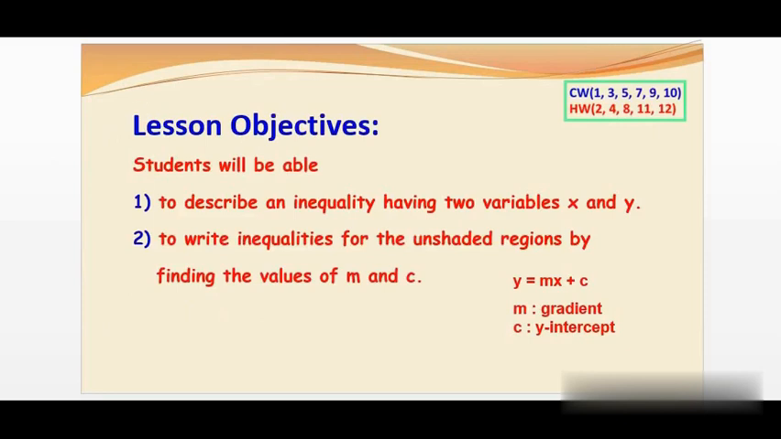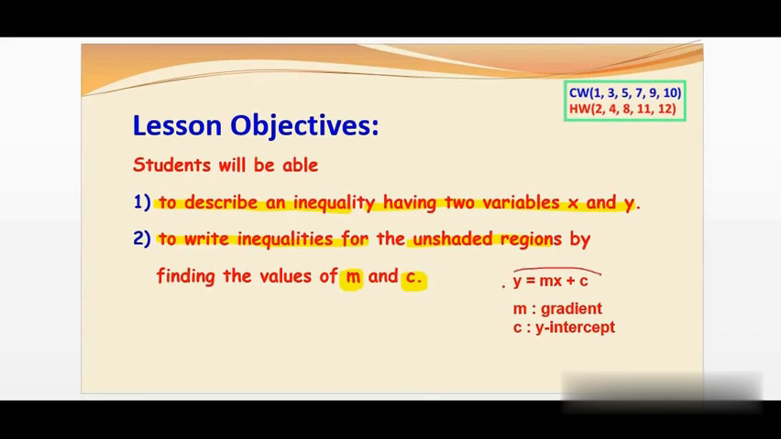Let's see what the main objectives are. The main objectives are to describe an inequality having two variables x and y. This means that they will give us the diagram, and from that diagram we have to describe the inequality. The second type of questions are those in which we have to write the inequality for the unshaded region by finding the values of m and c. This means there will be no equation given.